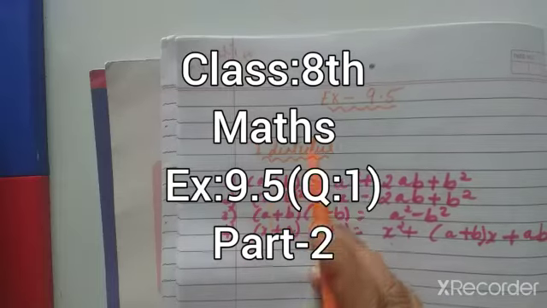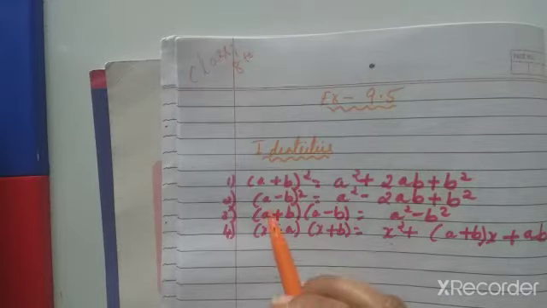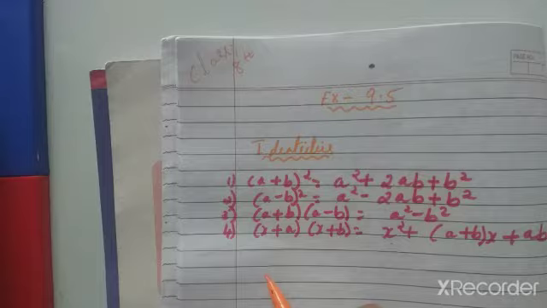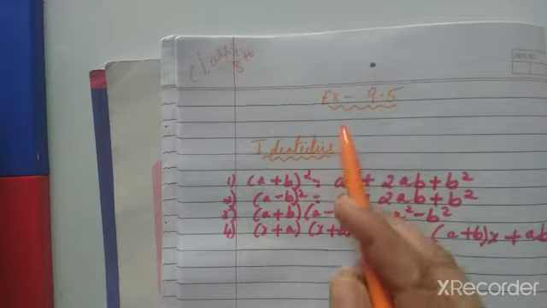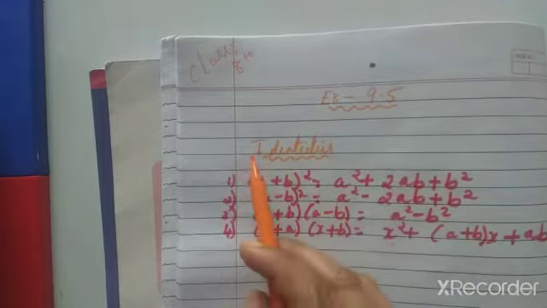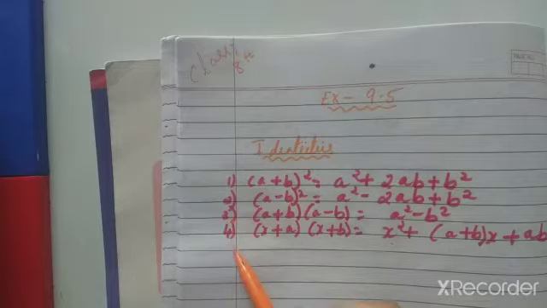Now next is exercise 9.5. In this chapter, most of the questions are related to identities. So write exercise 9.5 in your notes. Then write the side heading Identity and write these four identities. Learn and write the identities, children.